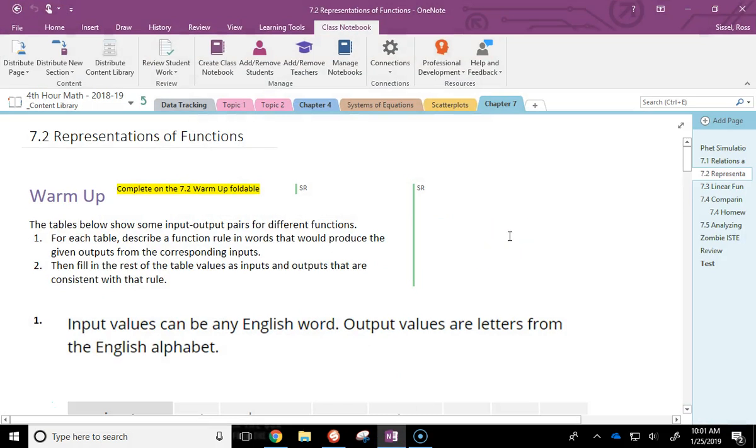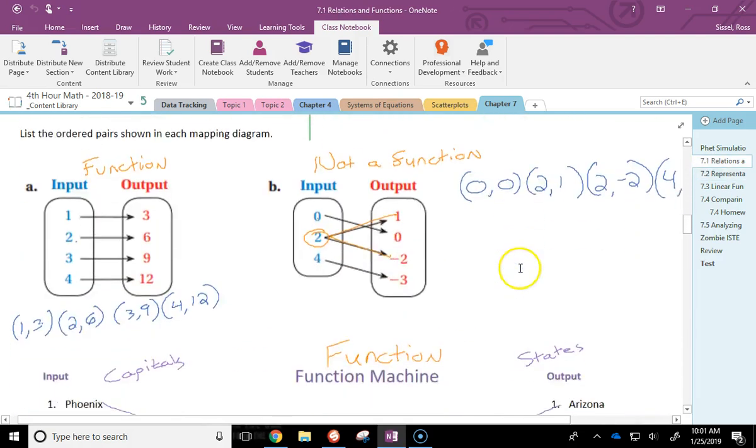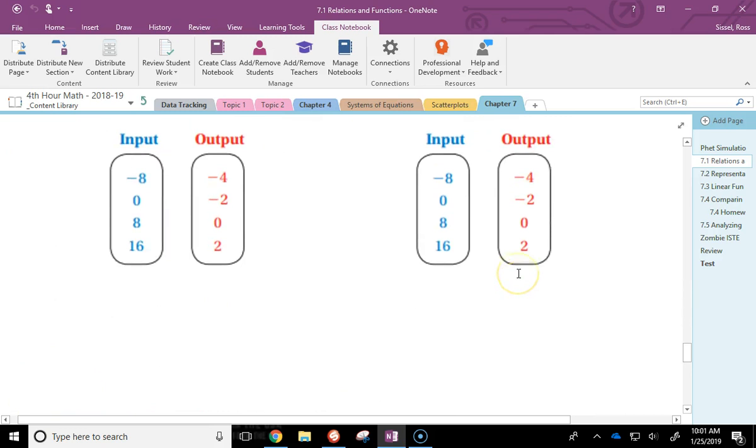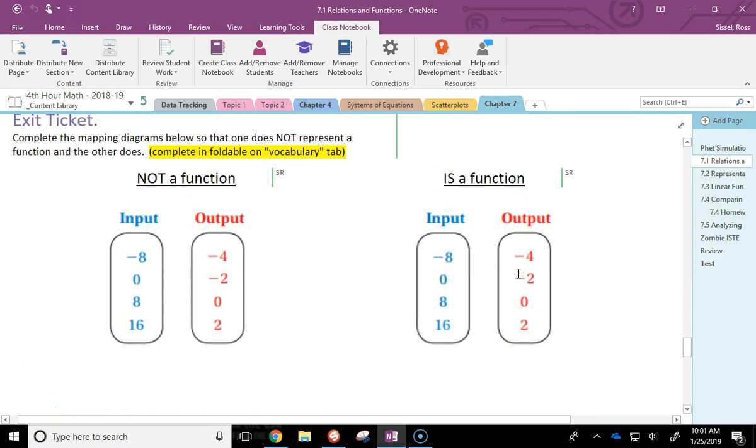So, we're going to do a couple things. Open up, please, your notes, your foldable. Open up to yesterday's vocabulary. We're going to finish one part there, the exit ticket. Finishing up yesterday's, this should not take us long. Complete the mapping diagram below so that one does not represent a function, the other does. So this is in your vocabulary. It's on your purple sheet. Dylan, open up your notes. You can be with us. Isabel, get yours. Kemper, open up your notes so you're following with us, bud.